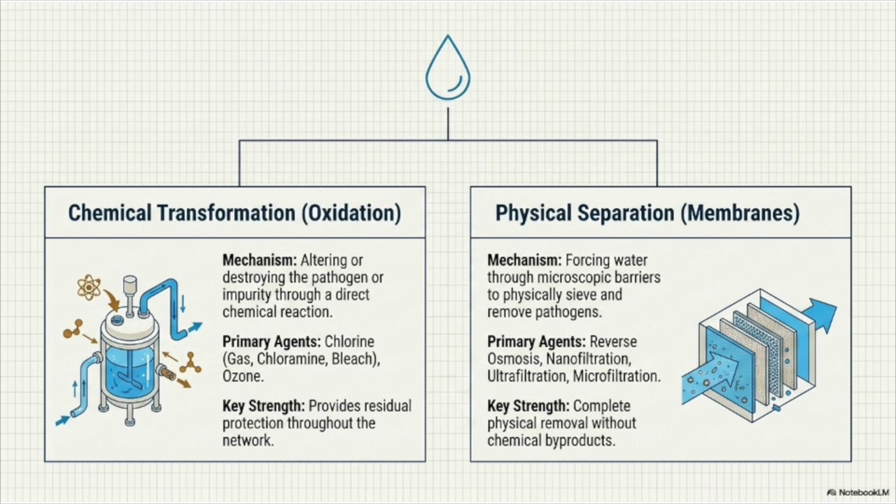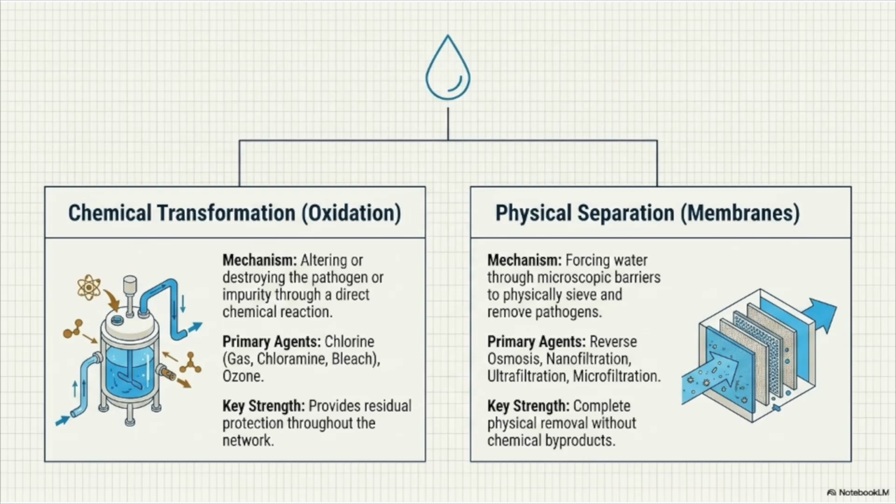The first is chemical transformation or oxidation, which works by altering or destroying the pathogen or impurity through a direct chemical reaction. The primary agents used here are chlorine in the form of gas, chloramine, or bleach, and ozone. The key strength of this method is that it provides residual protection throughout the distribution network.